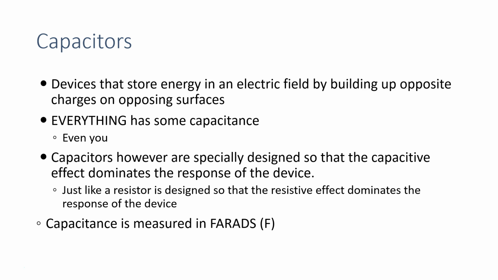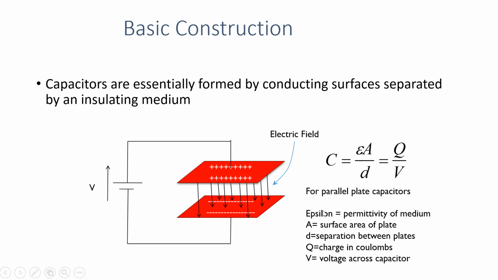And capacitance, as you all should know, is measured in farads. Basically, the capacitor operates by having two conducting surfaces near to each other, separated by an electrical insulating medium. You all should know this equation from secondary school: C is equal to epsilon A on D. This relates the capacitance to the surface area of the plate, the distance, and the electrical permittivity.